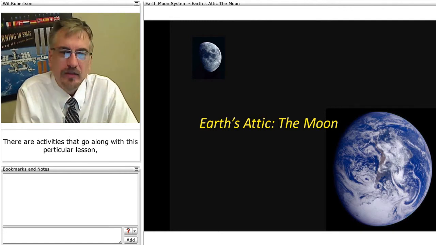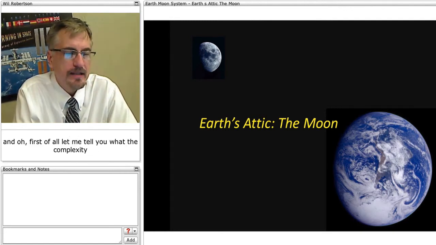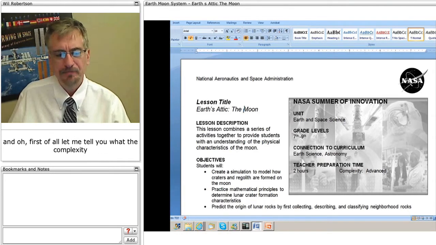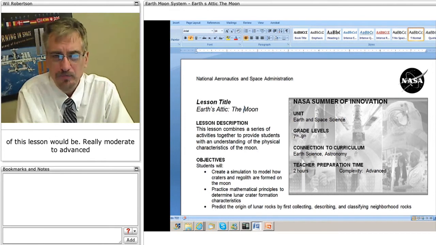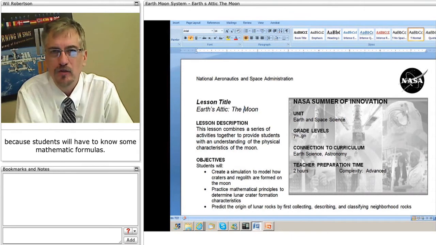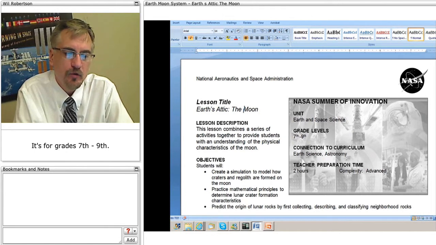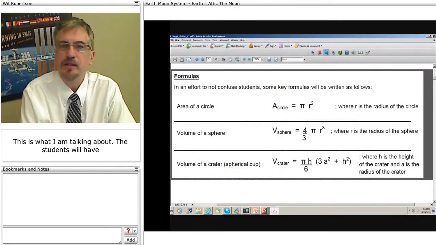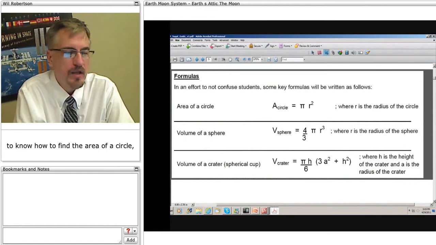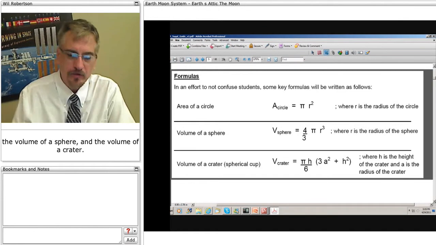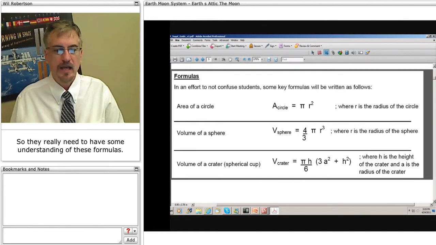There are activities that go along with this particular lesson, and first of all, let me tell you that the complexity of this lesson would be moderate to advanced, because students will have to know some mathematic formulas. It's for grades 7th through 9th. And this is what I'm talking about. The students will have to know how to find the area of a circle, the volume of a sphere, and the volume of a crater. So they really need to have some understanding of these formulas.